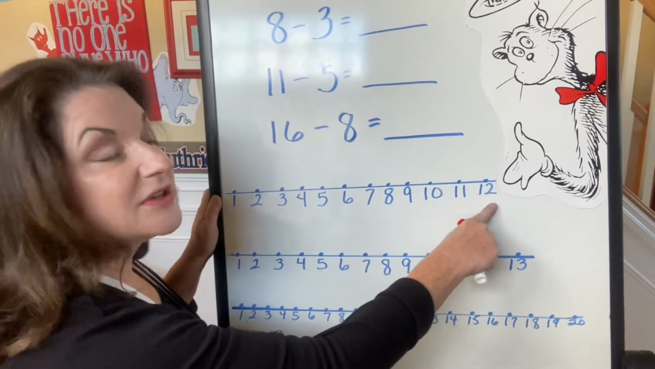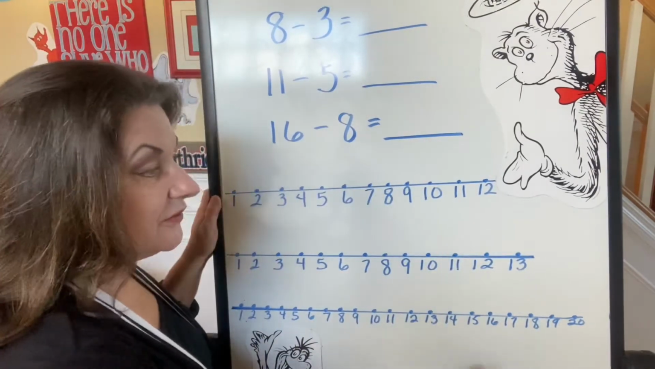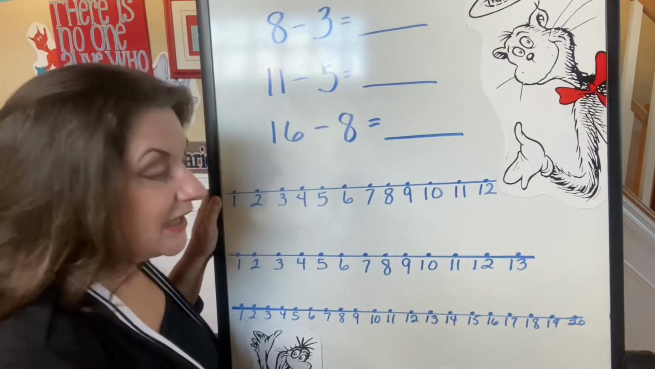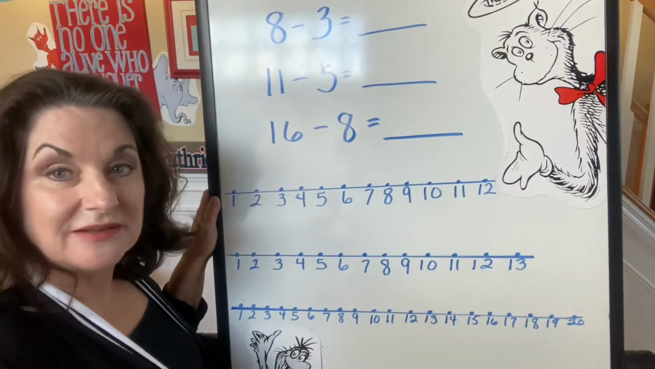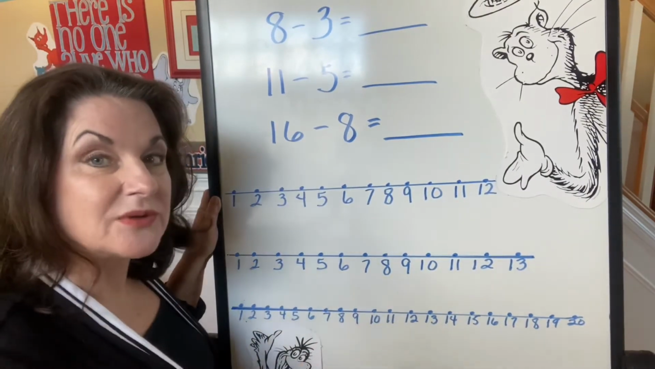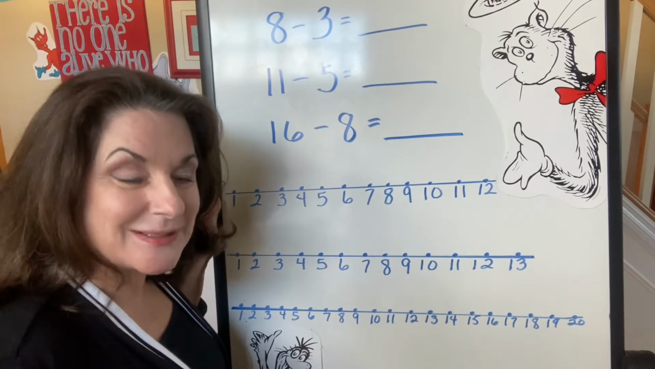This one I stopped at 12, but I could have gone further. This one I stopped at 13, and this one I stopped at 20. So think about numbers in that way, and let's practice some subtraction.